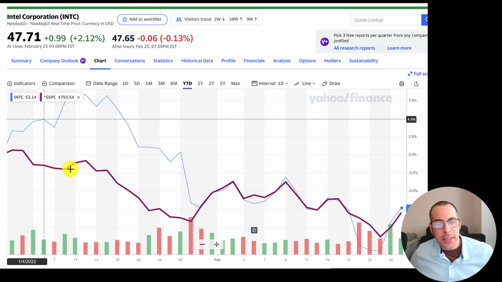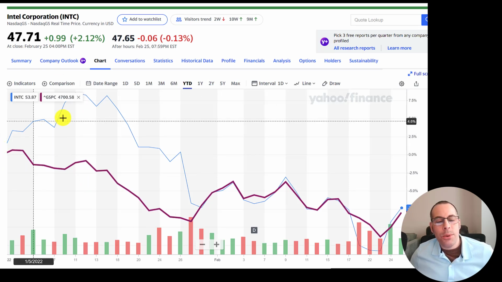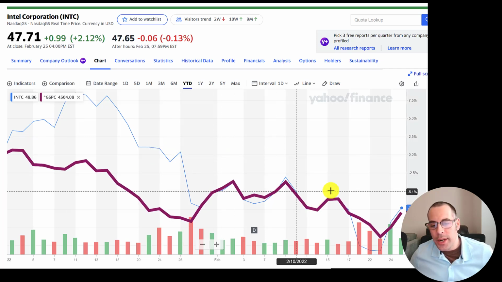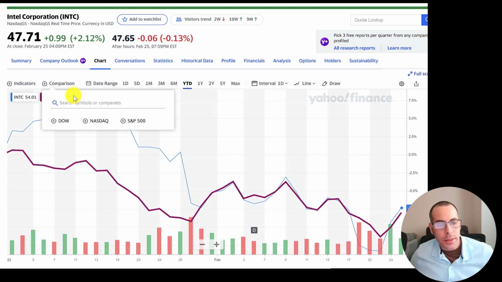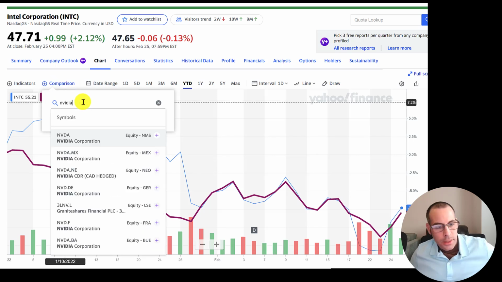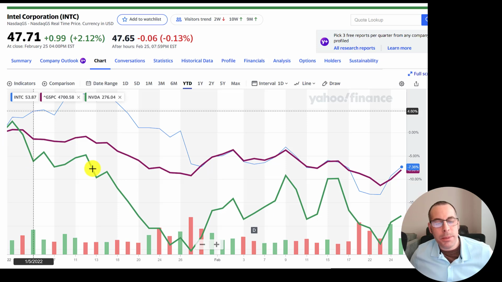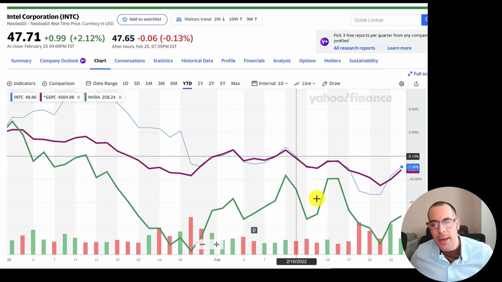This line is the S&P 500. So they both start at pretty much the same point. Intel was doing better than the S&P 500. Then the gap closed. Now they're trading pretty similar. You can compare to other companies in the same industry like Nvidia. They all start at the same point and they change by percentage. Nvidia has been performing worse than Intel and the index.